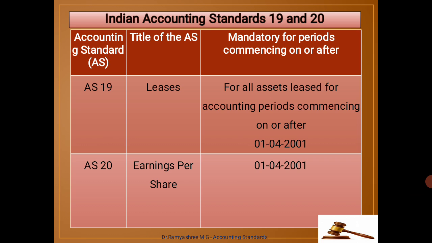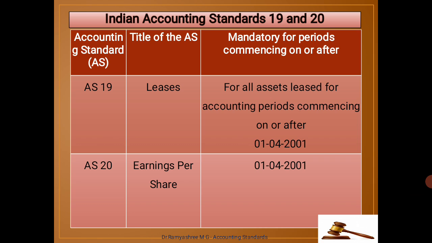Accounting Standard 19 deals with leases. This accounting standard comes into effect in respect of all the assets leased during the accounting periods commencing on or after April 1st, 2001 and is mandatory in nature. The objective of this standard is to prescribe for leases under lessees and lessors the appropriate accounting policies and disclosures in relation to finance leases and operating leases.